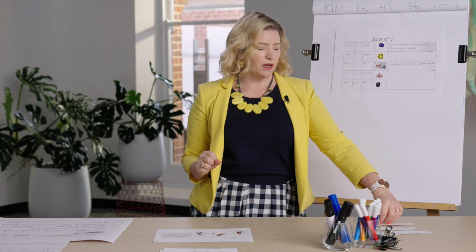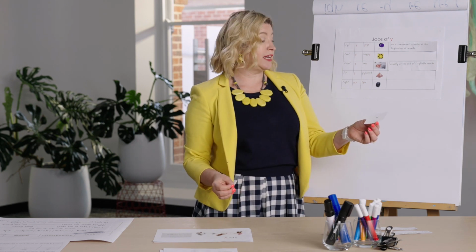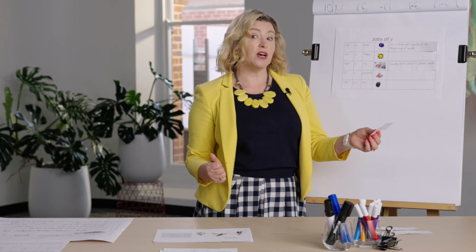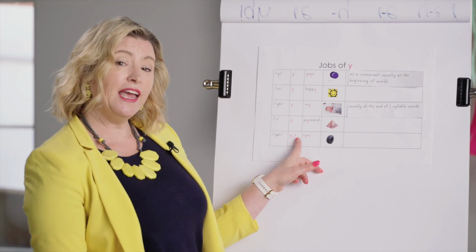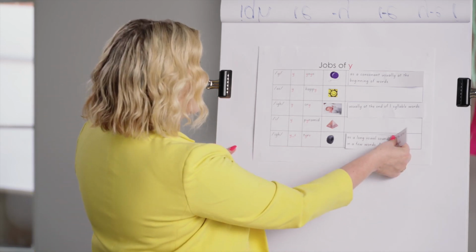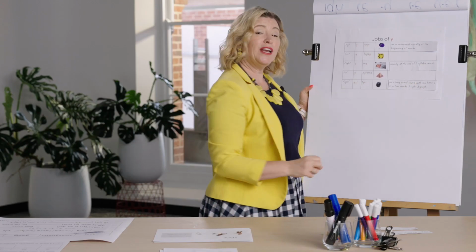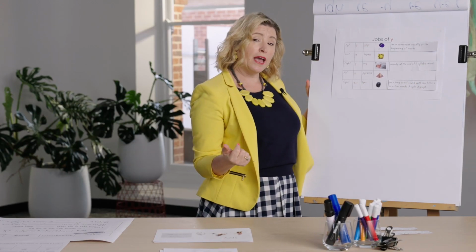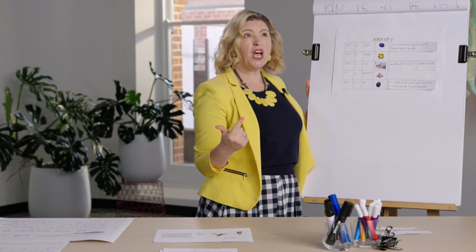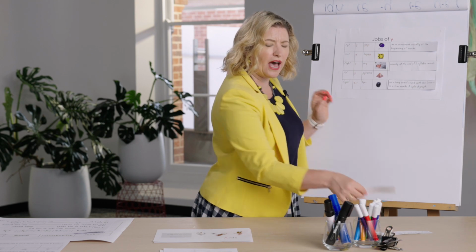What's another job that Y does? Y can be a long sound with the letter E in a few words, a split digraph. Y with E as in tire. It's making the I sound. So it's a long vowel sound with the letter E. And it's only in a few words where it's with the Y, like tire, type, hype, not very many of them.